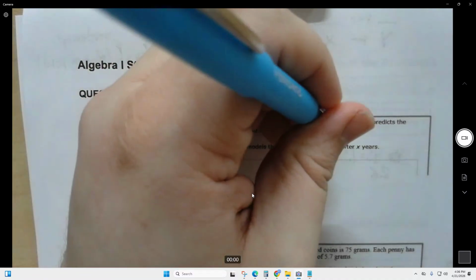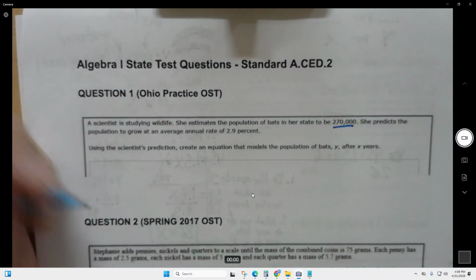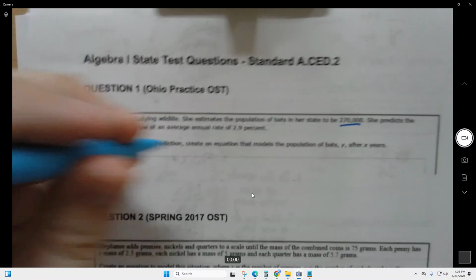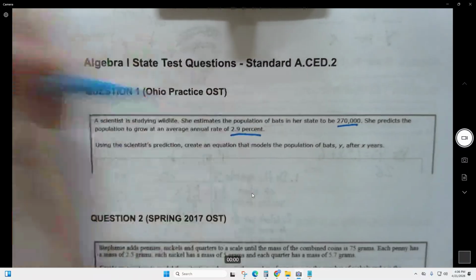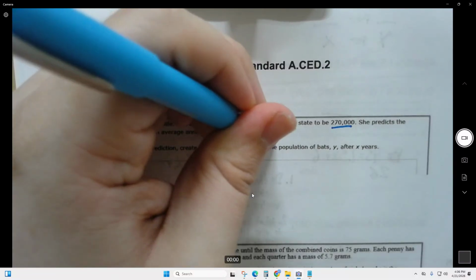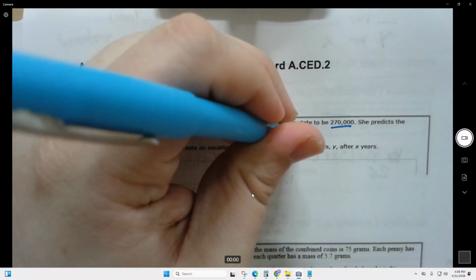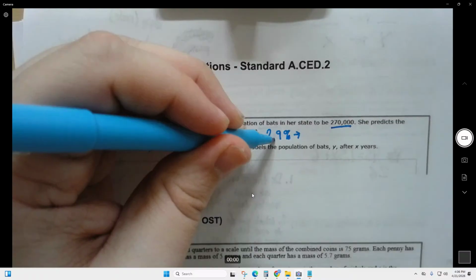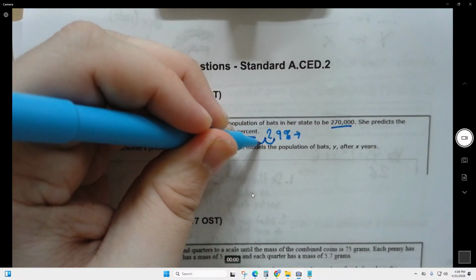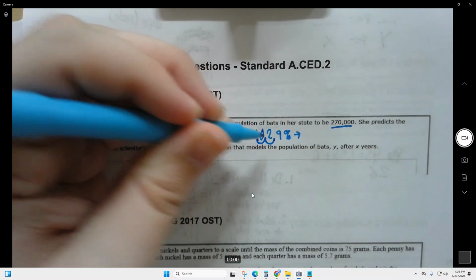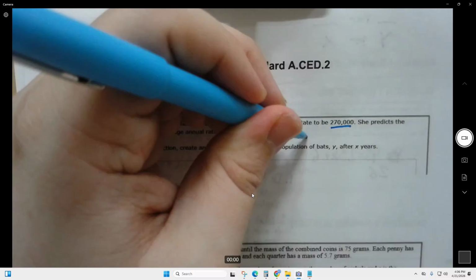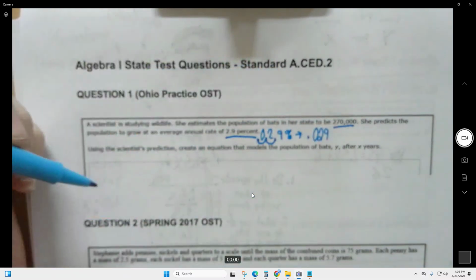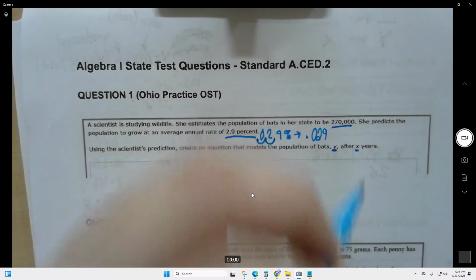So what do we know? We know our starting value is 270,000. We know that it grows at 2.9%. So 2.9%, we're probably going to want to convert that to decimal form. So let's do that now. Remember, to convert something from a percent to a decimal form, you grab the decimal point and move it to the left exactly twice. So that would be 0.029. And we know that we're looking to create an equation for the population of bats Y after X years.